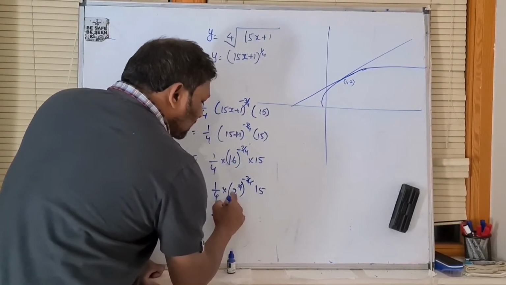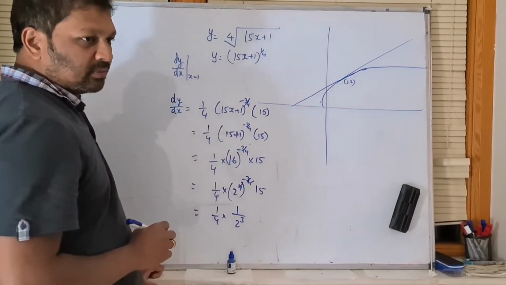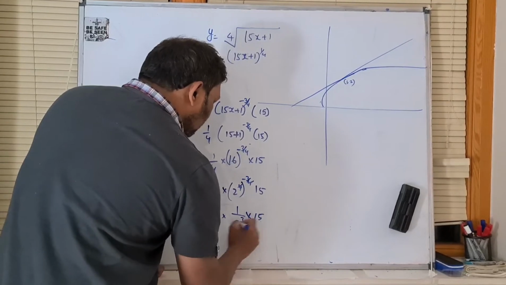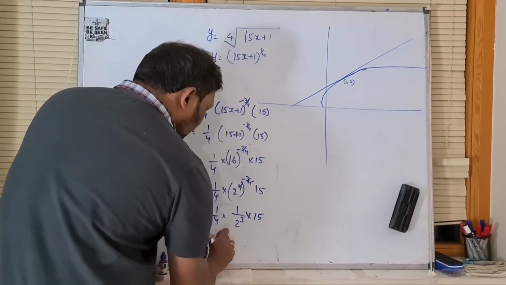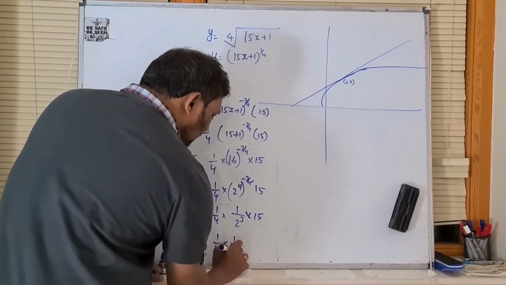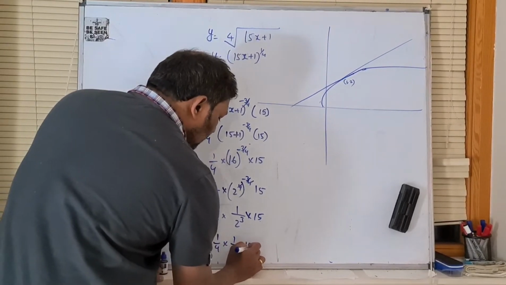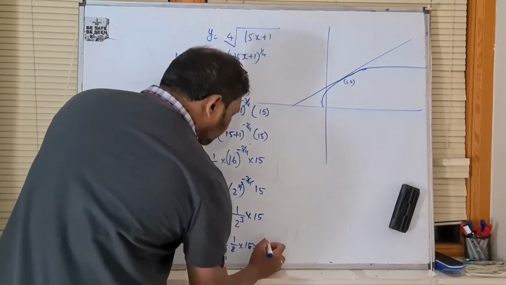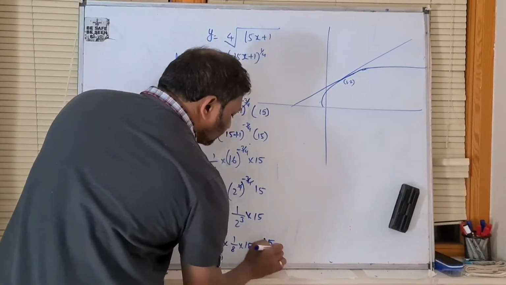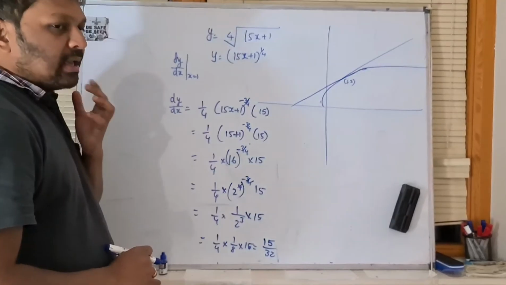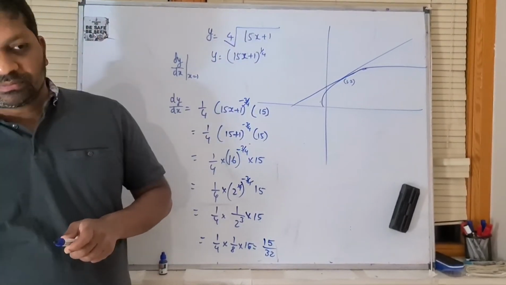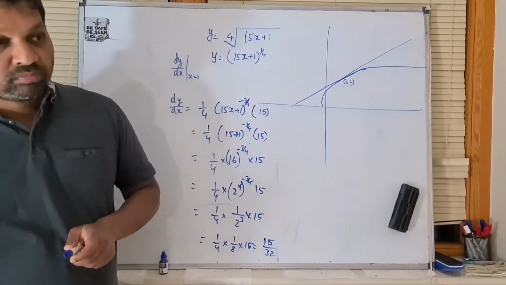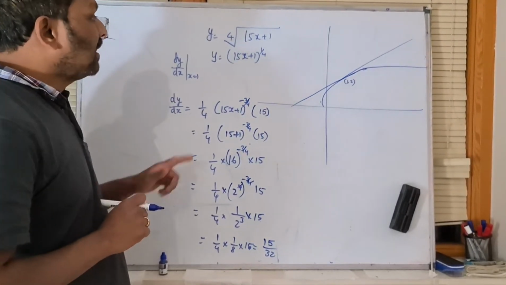It can be written like this. It's actually 2 to the power of minus 3, times 15. So how can we do that? 1 by 4 times 1 by 8 times 15, which is 15 by 32. Roughly close to 1 by 2. So that's the slope of the curve at x is equal to 1.